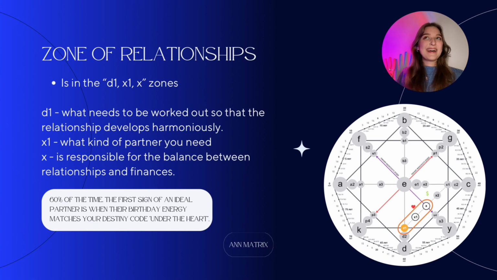Okay, well, the point located in the middle of the finance zone and the relationship zone, which is X, is responsible for the balance between making money and being in a relationship. This shows how the relationship will impact money flow. Does your partner interfere with earning money? Does the process of making money prevent you from meeting a partner?